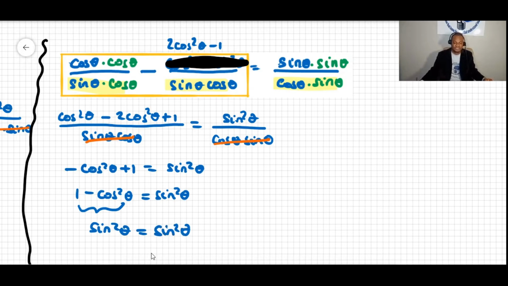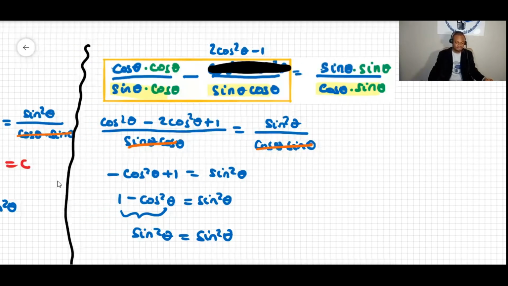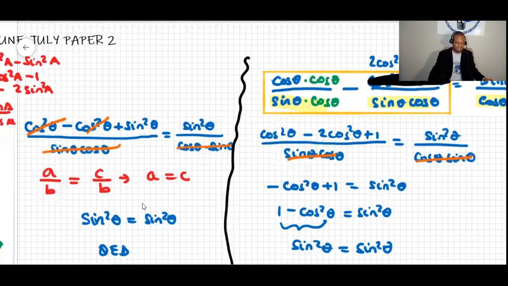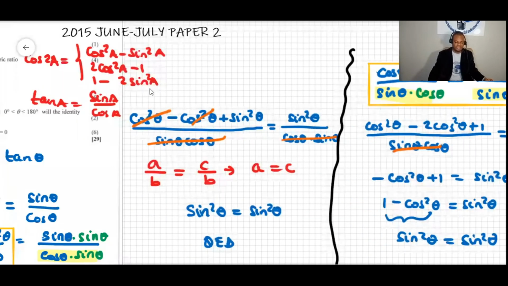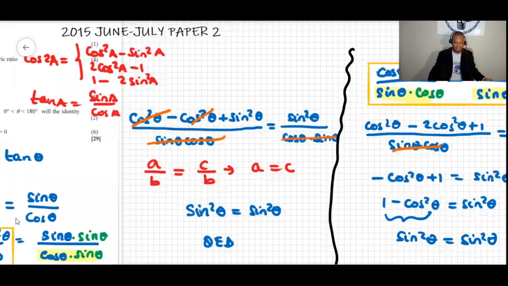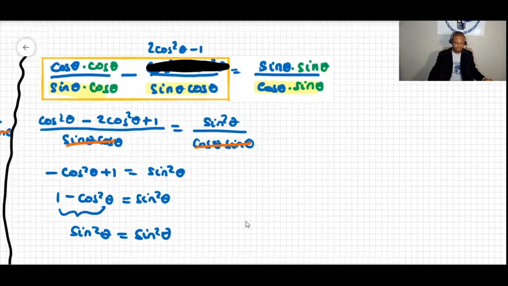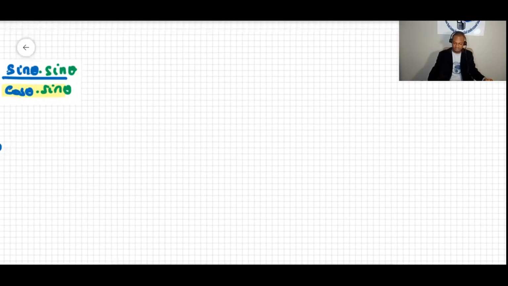Proven. Now let's try if, instead of substituting in 2 cos squared theta minus 1, we can substitute in the other one, 1 minus 2 sin squared, and see what will happen. Okay. I'm going to move this there, and then split my board like this, and we can paste the same step.